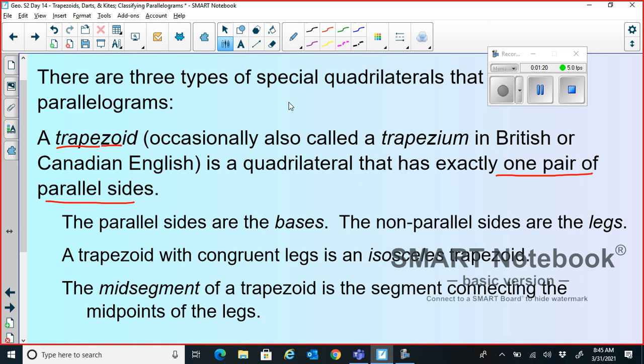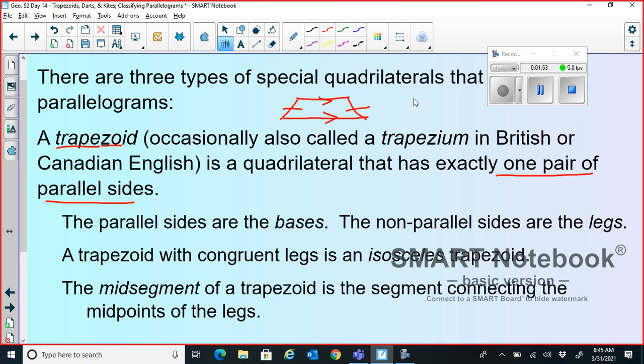So how does our trapezium look? You have these two as the parallel sides and they are called as the bases. And these two which are not parallel are called as the legs. The trapezoid with congruent legs is the isosceles trapezoid. Imagine if I were to have this particular leg congruent to this particular leg, then it is an isosceles trapezoid.